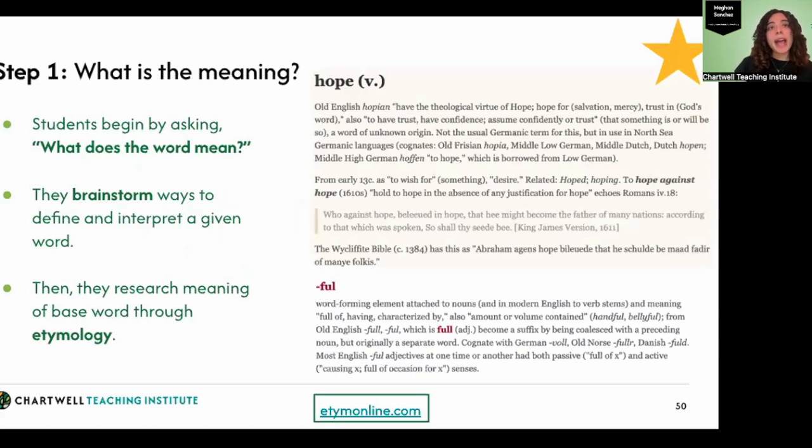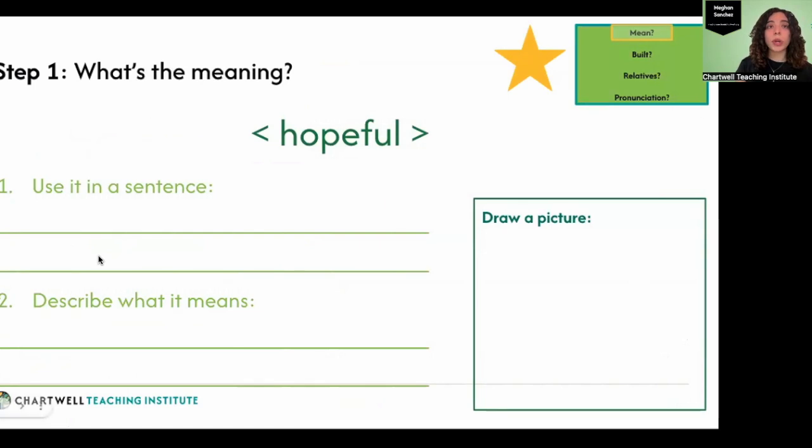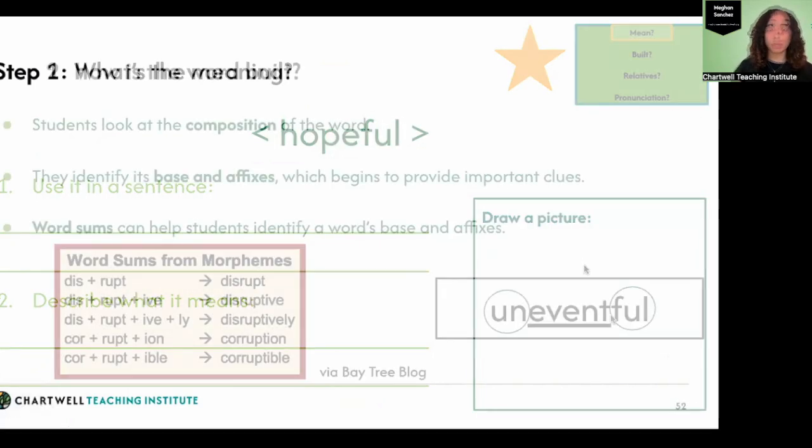So students begin by asking, what does this word mean? And they might brainstorm different ways to define it and interpret it. And if they're not sure, another great place to look is by researching the etymology, or the history of this word. The word came from Old English and came out of theology and religious practices. Say, can you use this word in a sentence? Can you describe what it means? And can you draw a picture?